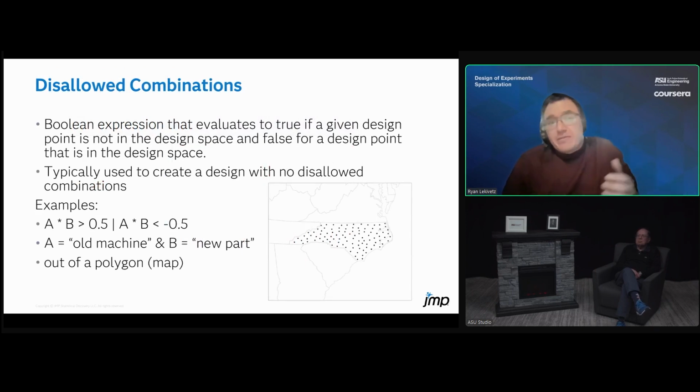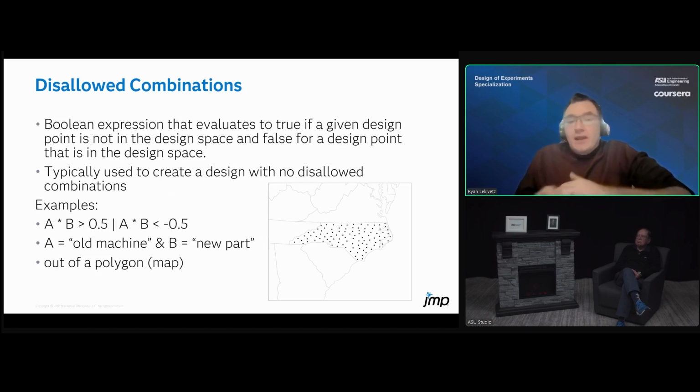A common problem that sometimes occurs in designed experiments is something called a disallowed combination. It's just a Boolean expression, could be arbitrarily complex. For a disallowed combination, I want to create a design that doesn't have any of these disallowed combinations. So I may tell JMP, give me a design where at the end, I don't want any bad points in that final design. It could be something arbitrarily simple. I could just say A times B is greater than 0.5 or less than negative 0.5. Sometimes I may have an experiment where I have an old machine and I can't use a new part on that old machine. Another example is a polygon, where maybe I want to place sensors all throughout the state. And so I may tell JMP, disallow anything that doesn't fall within a polygon representing a map shape.